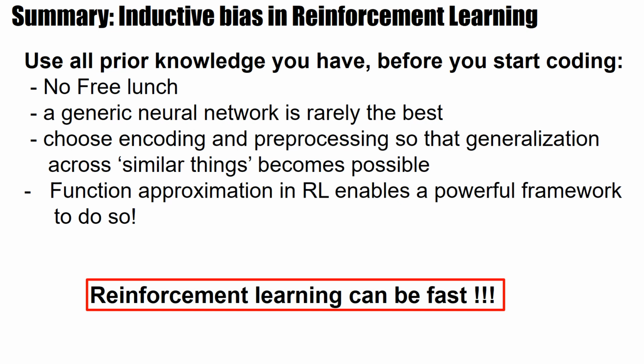Summary: when you do reinforcement learning, use all the prior knowledge you have. There's no free lunch. A generic neural network is rarely the best. Please choose encoding and pre-processing so that generalization across similar things becomes possible. And function approximation in reinforcement learning enables indeed a powerful framework to do so.